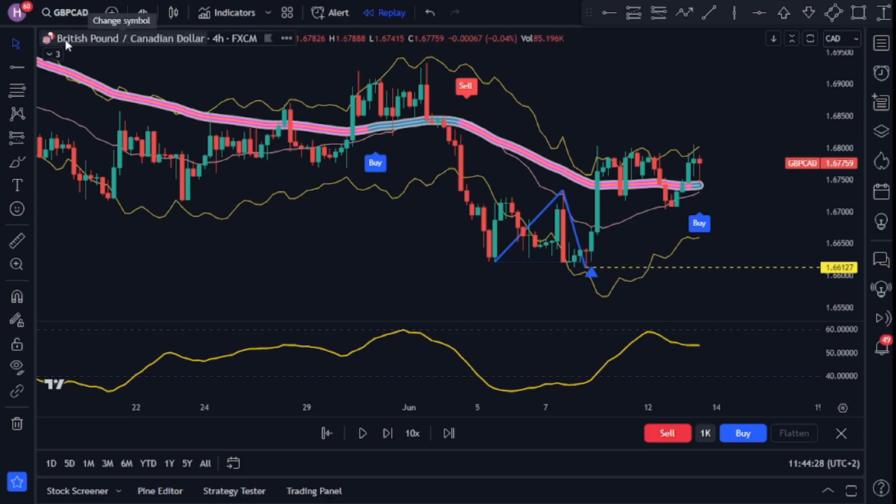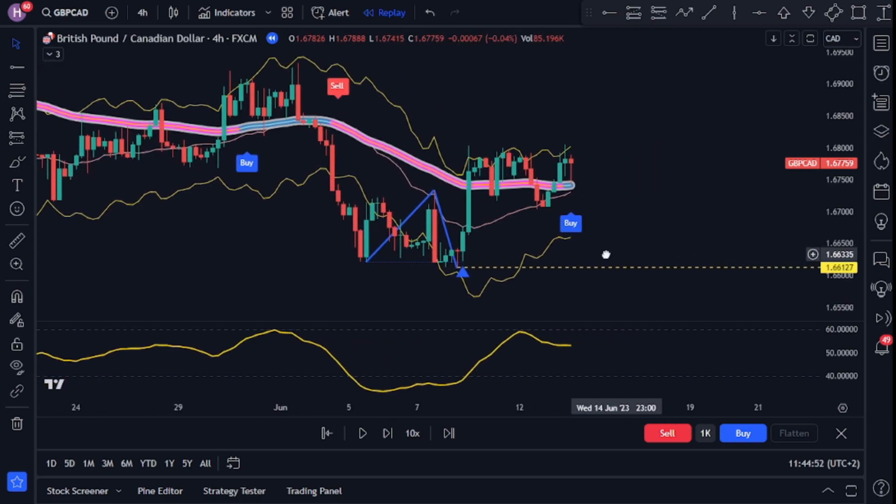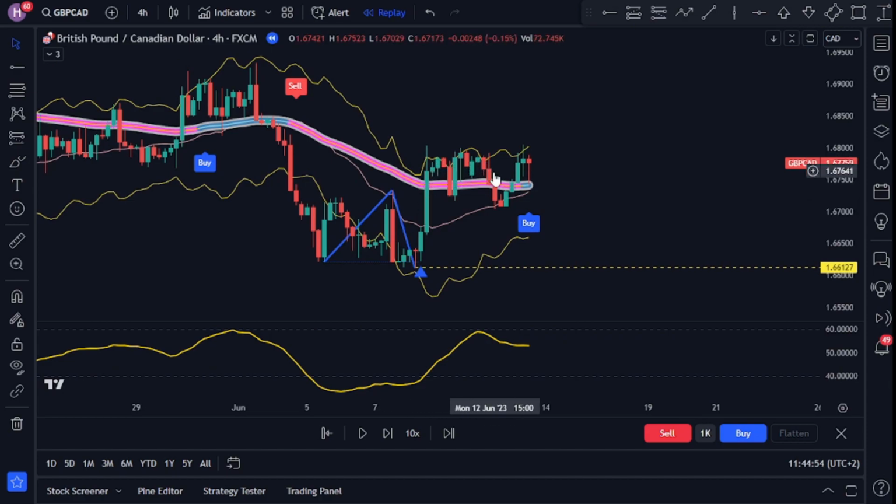For this example, I've selected the British pound against the Canadian dollar in the 4-hour time frame. From our chart, we can see that the market was trending down below our trend focus, which was colored red. Then price action crossed below the lower dynamic band, and we received a bullish alert from the pivotal reversal pro. After this, price action crossed above the trend focus, which shows us enough momentum for the buy trade to play out.